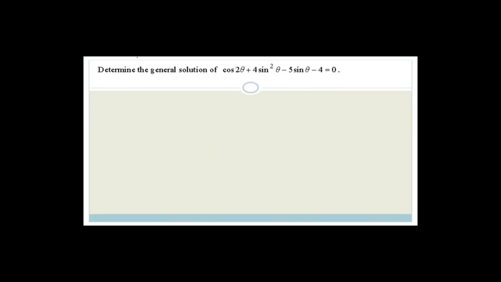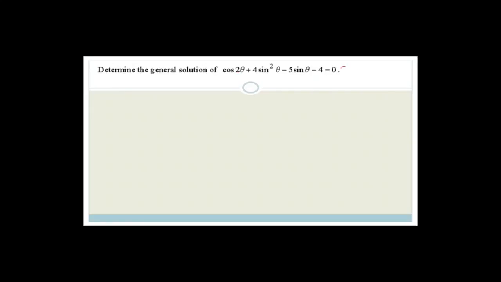The first one says, determine the general solution of cos 2 theta plus 4 sine squared theta minus 5 sine theta minus 4. Okay, so firstly, you need to realize that this is sine squared theta, this is sine theta, this is just a number, and this is cos 2 theta. So because we've got more sine theta than we have cos thetas, I think we're definitely going to change this cos 2 theta to have something with sines in it.